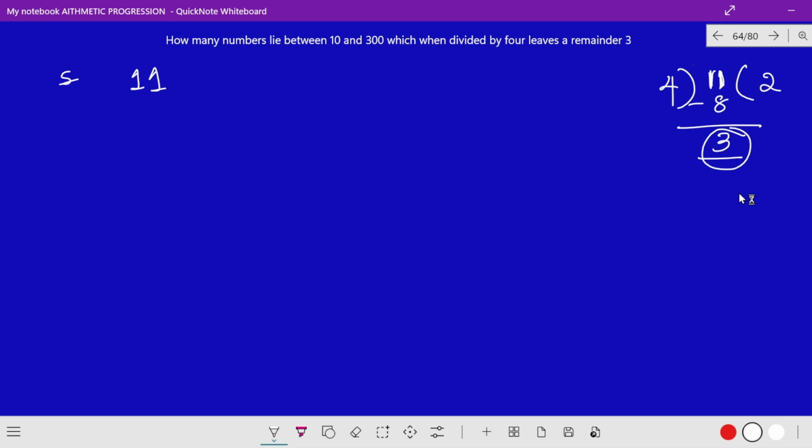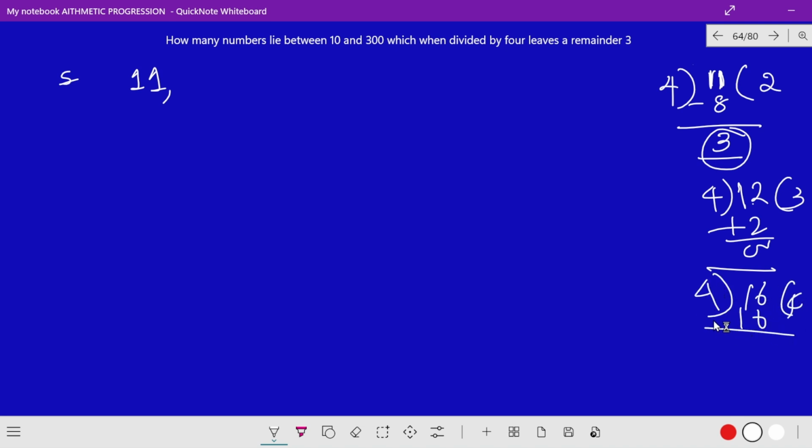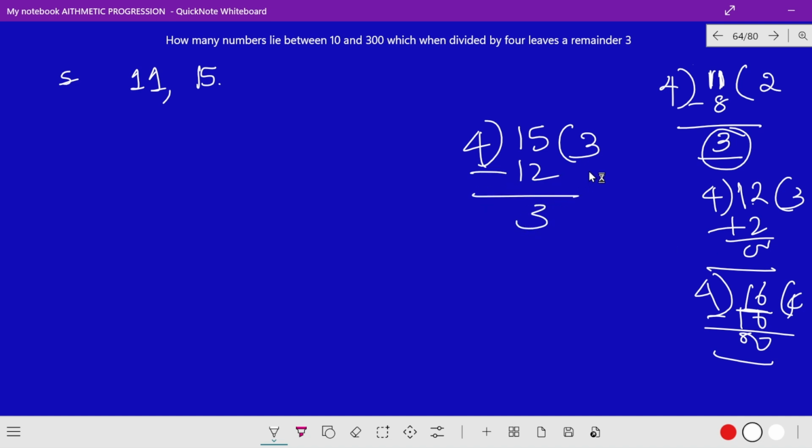Next number which is divisible by 4 is 12. 12 is completely divisible by 4. 4 threes are 12. So I have taken the number 11, and I've got the first number 11. Next, which is divisible by 4 is 4 fours are 16. If I take this 16, this is completely divisible, so I will take one number behind that. What is that? 15. If I divide 15 by 4, 4 threes are 12. The remainder is 3. So this is how we check whether the remainder is 3.